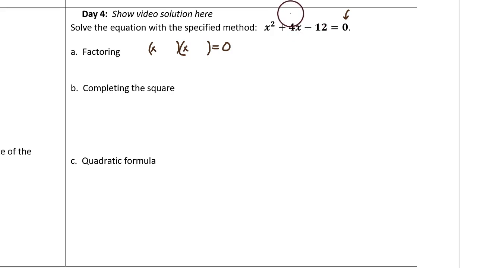We want to pick numbers so that the middle term turns out to be positive 4. That can be done with positive 6 times negative 2. Those 2 numbers multiply to negative 12, and the outer and inner product combine to 4x. Now use the zero product property to solve for x. If these 2 factors multiply together and the answer is 0, that means that one of those factors must be 0. The x plus 6 has to be equal to 0, or the x minus 2 has to be equal to 0.